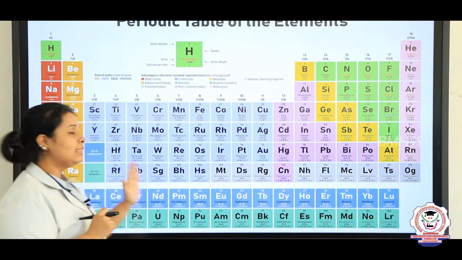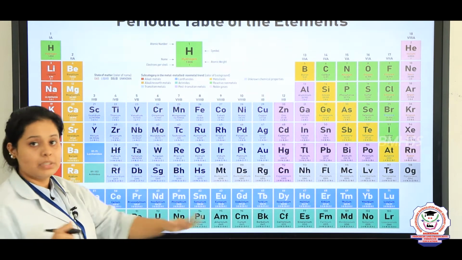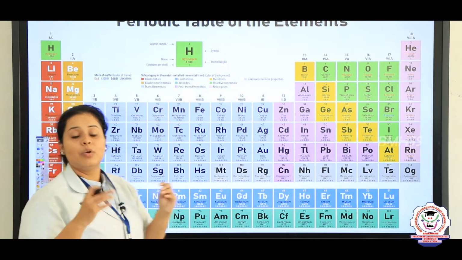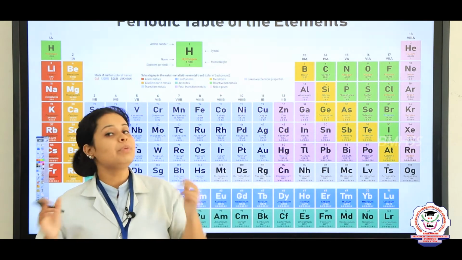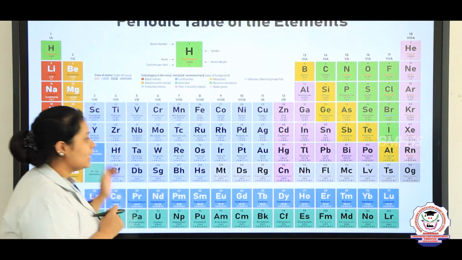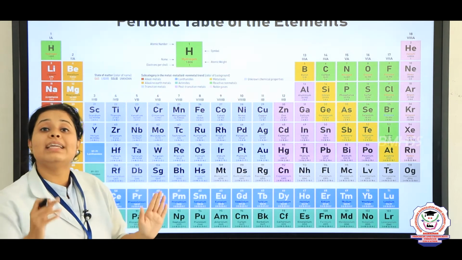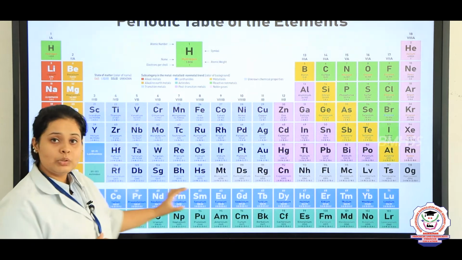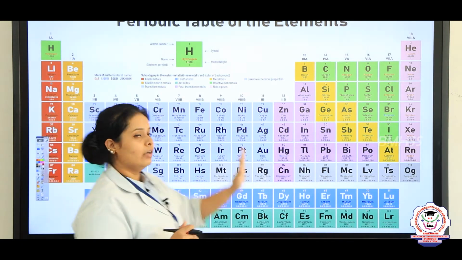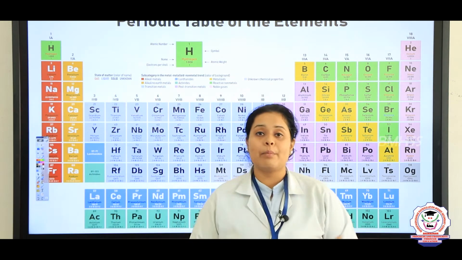So children, this is known as the periodic table, in which there are so many elements. We have seen in the previous video too, right? We have seen that there are totally 118 elements present, and according to those elements we are placing here how a substance can be formed.